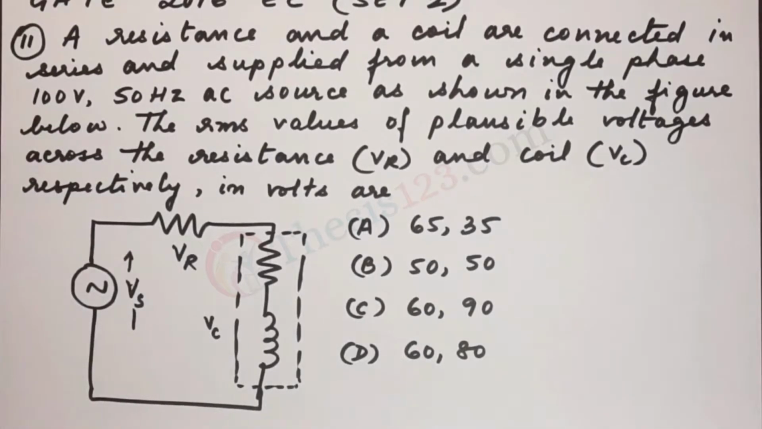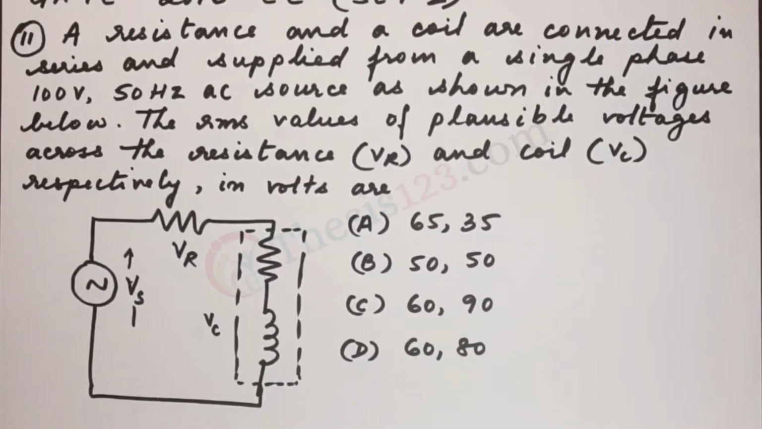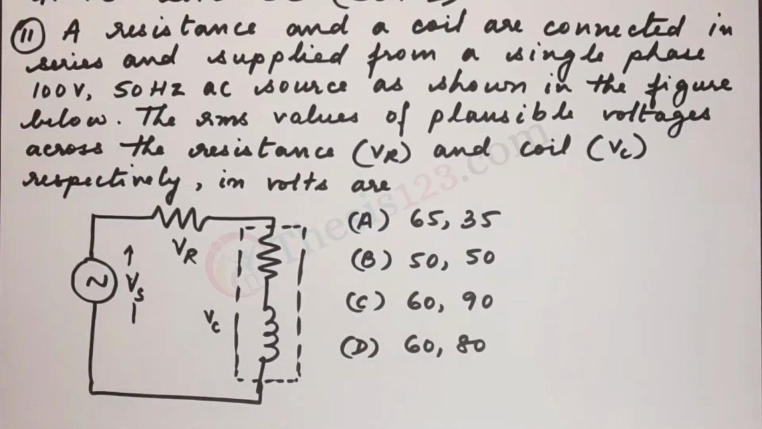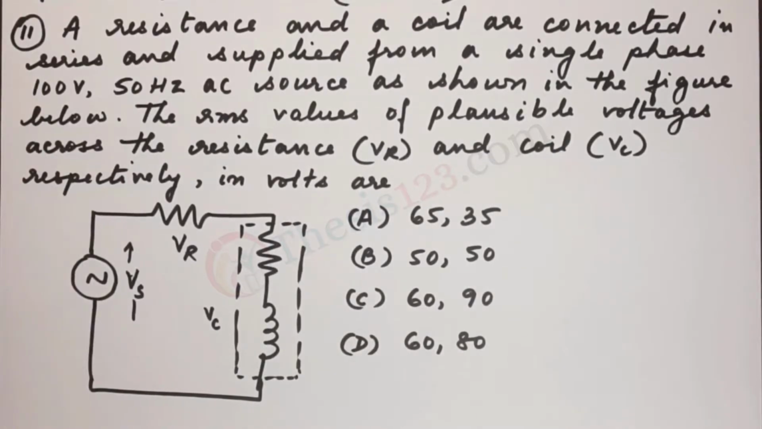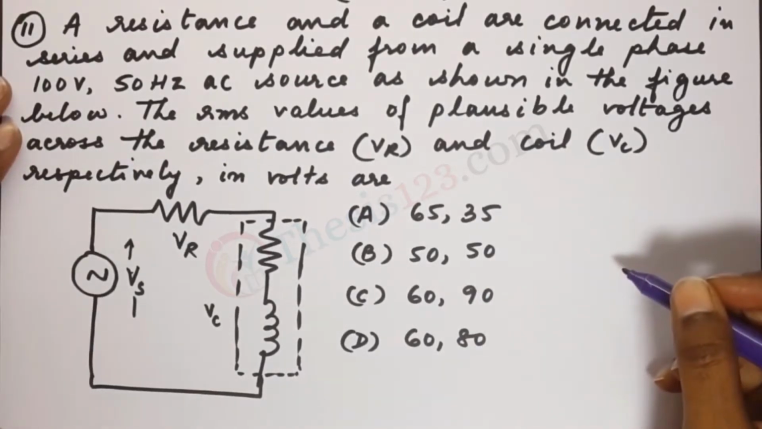So plausible means the voltages that can flow through those certain elements. So we are looking for any one of these four options. Let's see if we can find them.